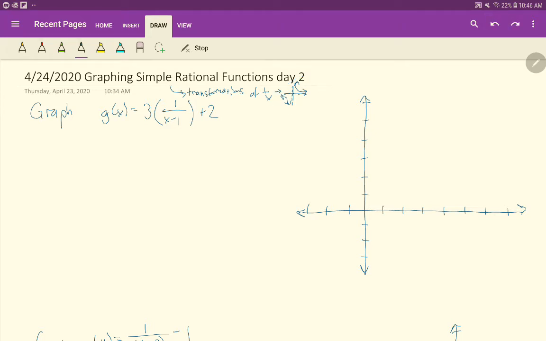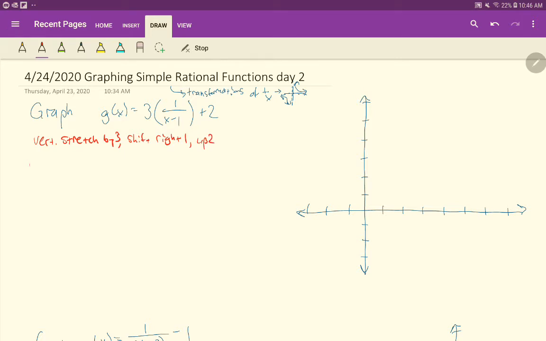Okay, so let's take a look at our graph right here. Speaking of, we can see the transformations. So again, just think to yourself right now, what are the transformations that you see in this graph? Okay, well, the transformations are a vertical stretch by 3, shift right 1, and up 2.